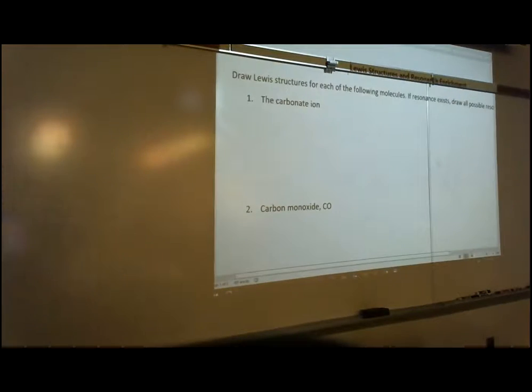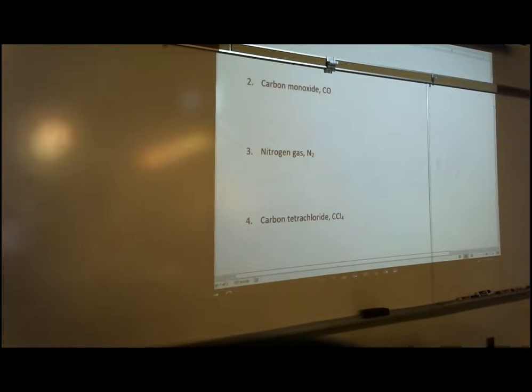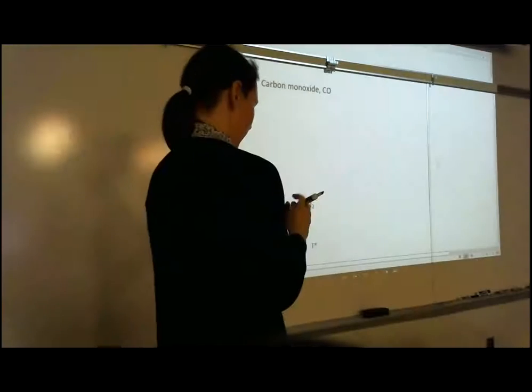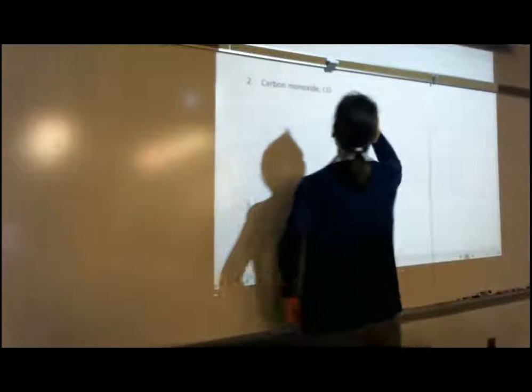All right, let's do the Lewis structure for carbon monoxide. Give myself some more space here. Okay, carbon monoxide. Carbon has how many valence electrons?